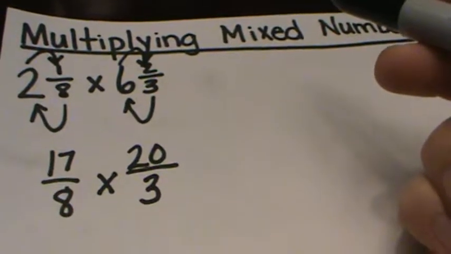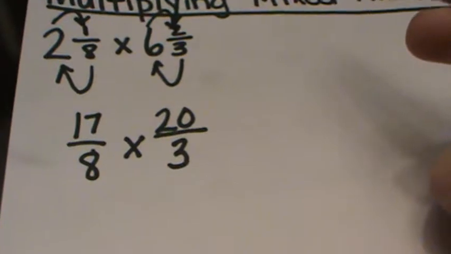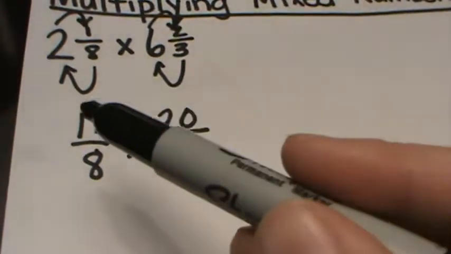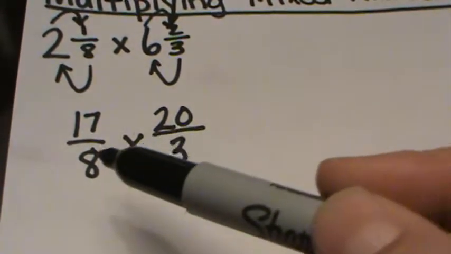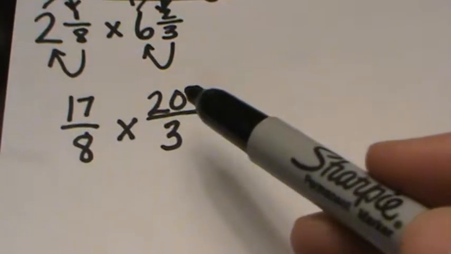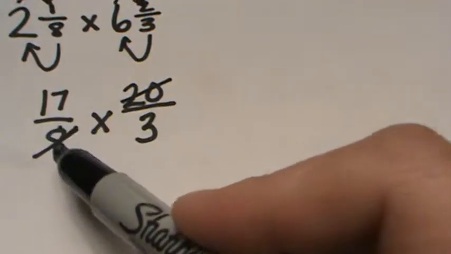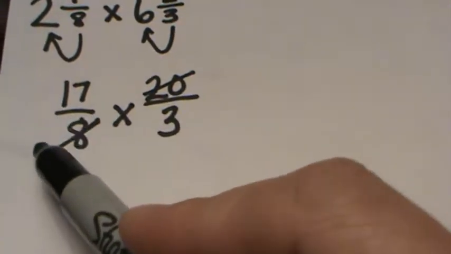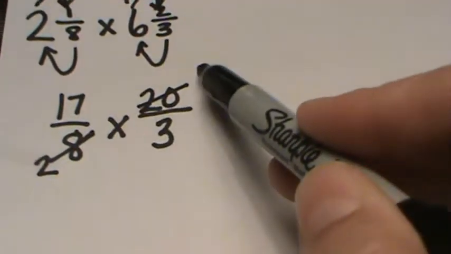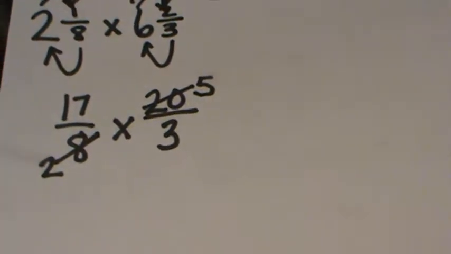Before we go any further, we want to see if we can cancel and make our problem a little bit easier for us. We do that by looking to see if any numerator and denominator have a factor in common. In this case, the 8 and the 20 share a factor of 4. So we would mark out both of them and think, how many times can 4 go into 8? How many times can 4 go into 20? And we have our new fractions.